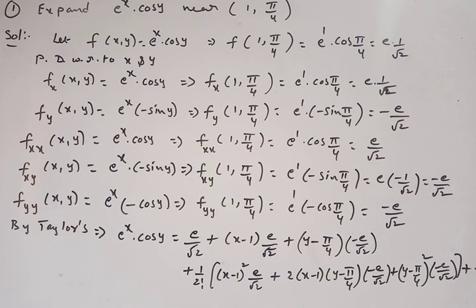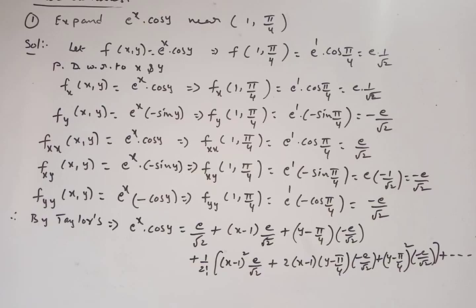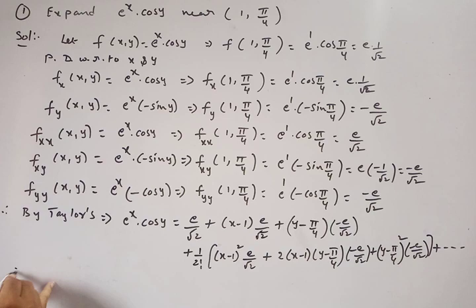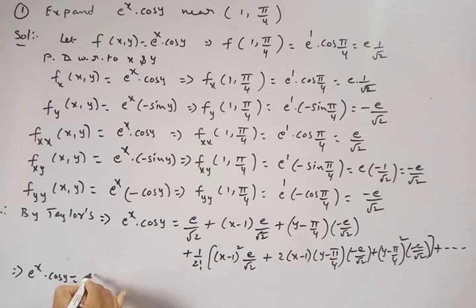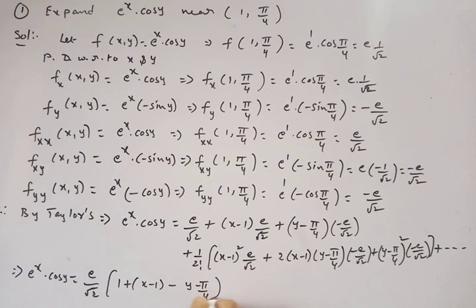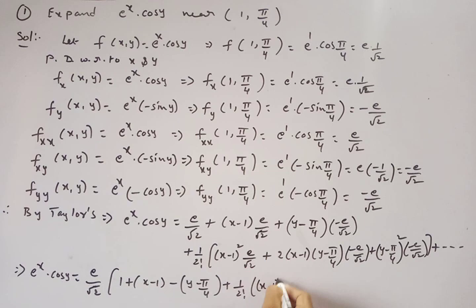you need to substitute all these values in the expansion. Now simplify this if it is possible, otherwise you can leave it till here also, no problem. So, how to simplify here: e power x into cos y is equal to e by root 2, take e by root 2 common from all. If I take e by root 2 common, 1 plus x minus 1, plus into minus, minus y minus pi by 4, plus 1 by 2 factorial, x minus 1 whole square plus 2 into x minus 1, y minus pi by 4.